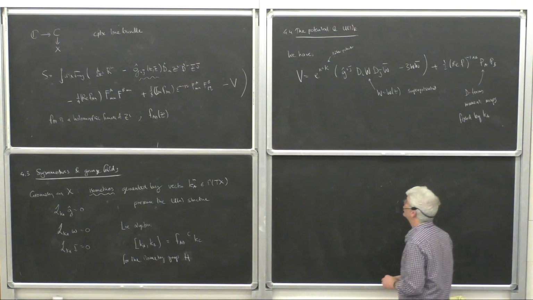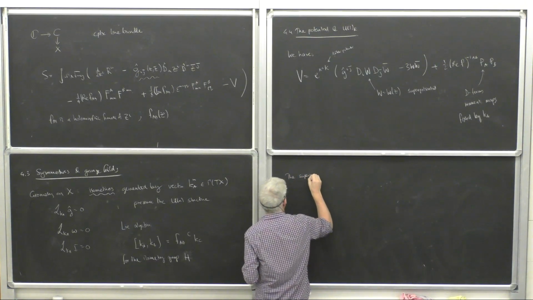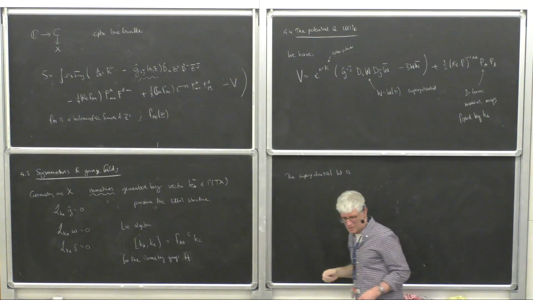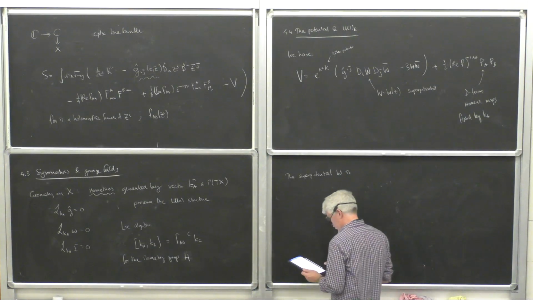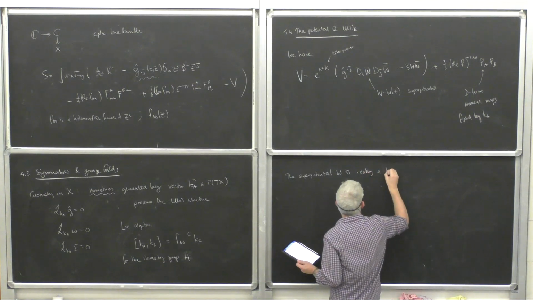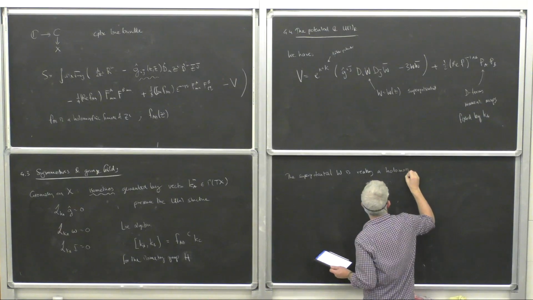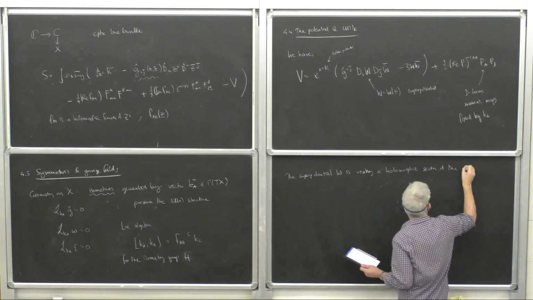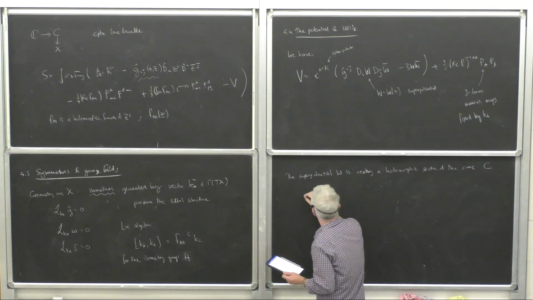But it's slightly tricky because the superpotential W is really not a function, but it's really a holomorphic section of the cone C. So what do I mean by that?